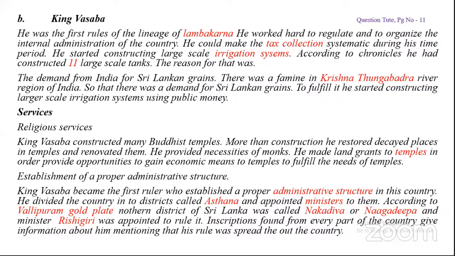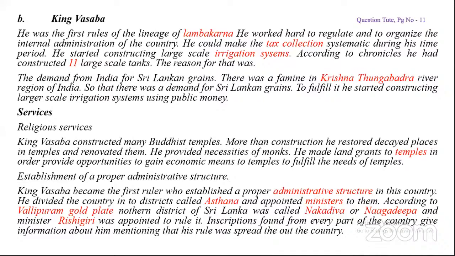There was a demand for Sri Lankan grains from India because there was a famine in the Krishna-Tungabhadra river region of India. To fulfill it, he started constructing large-scale irrigation systems using public money. Then the heading must be there. What is the heading? You can write: working to develop irrigation systems, working to develop agriculture and irrigation. So that is the heading.